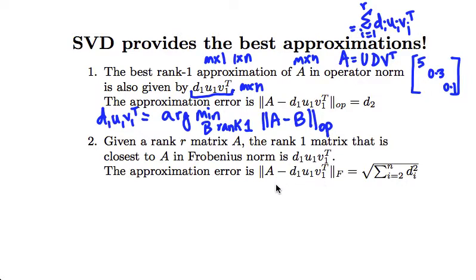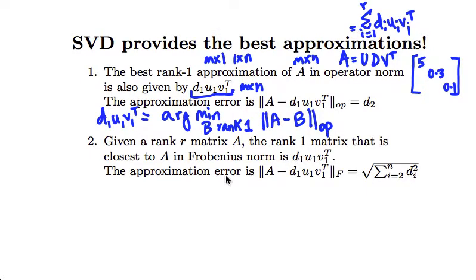So let me state it again, just so that you hear different ways of saying the same statement. Given a rank R matrix A, the rank 1 matrix that is closest to A in Frobenius norm is D1 U1 V1 transpose. That is, out of all the rank 1 matrices that you could think of, the one that's closest to A as measured in the Frobenius norm is exactly given by the SVD.